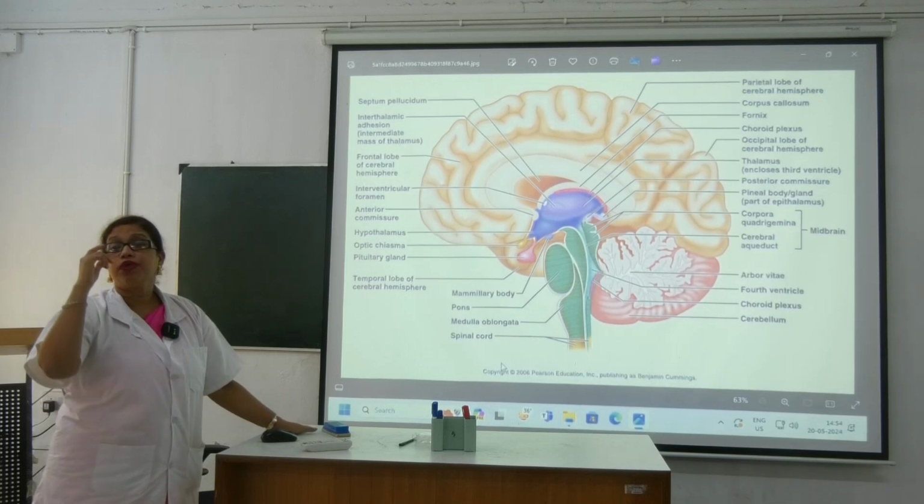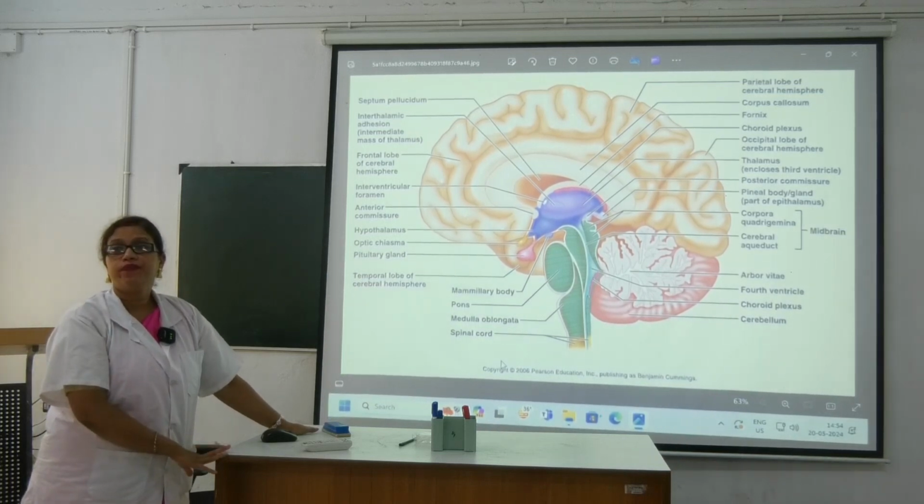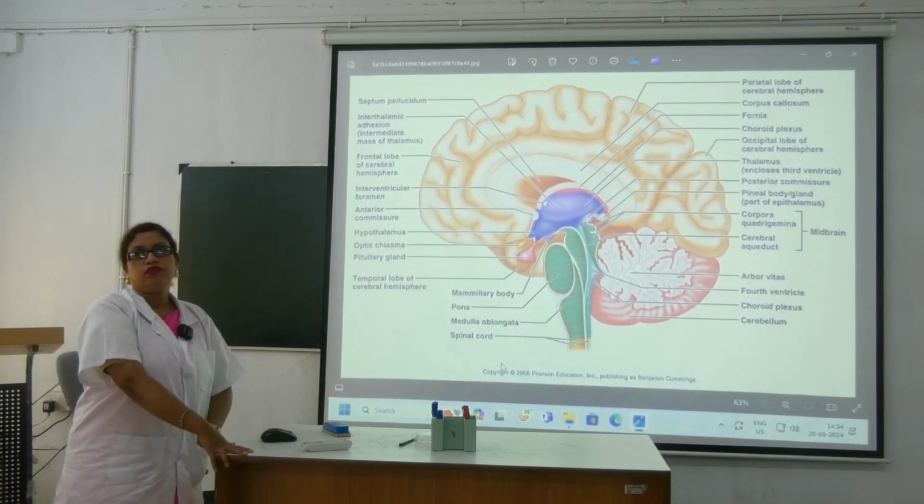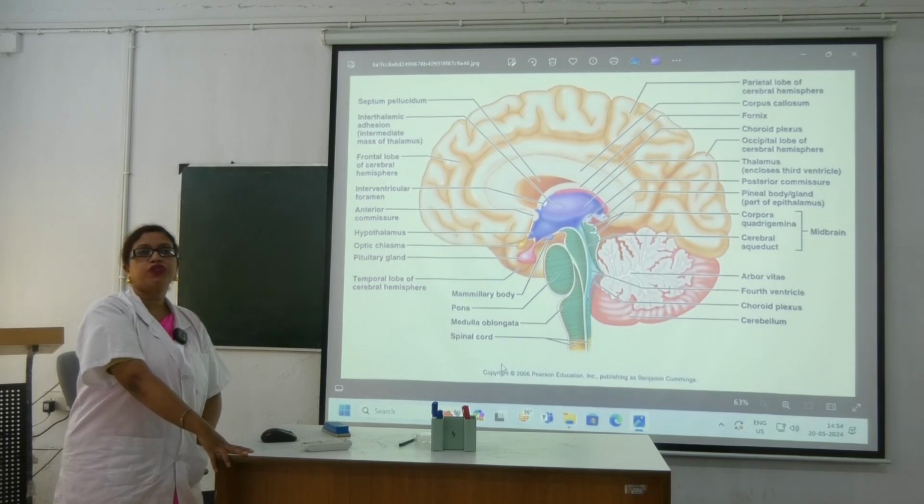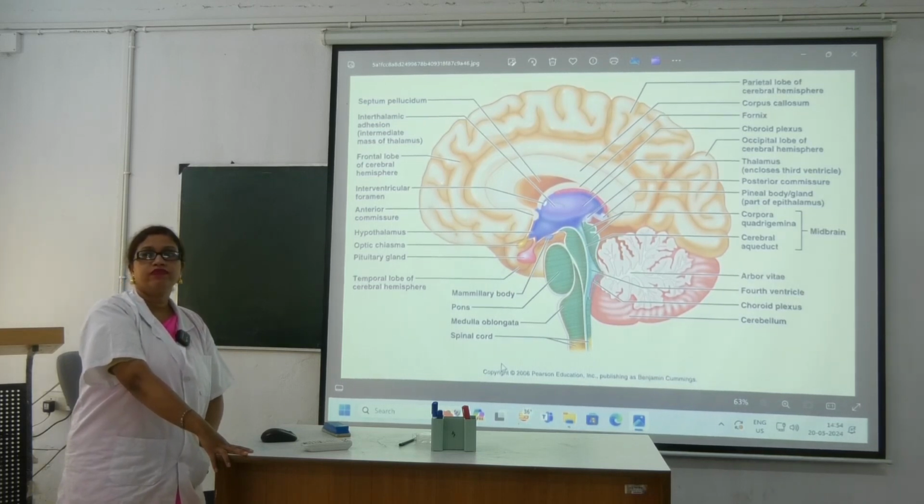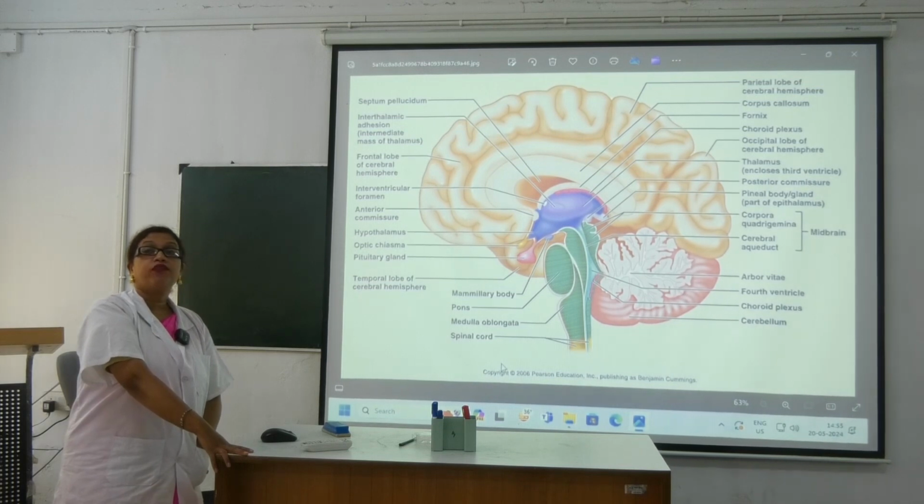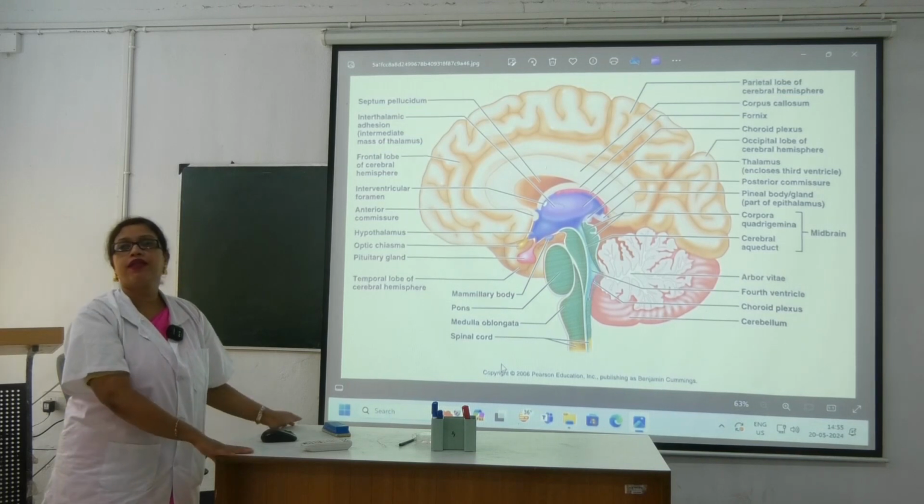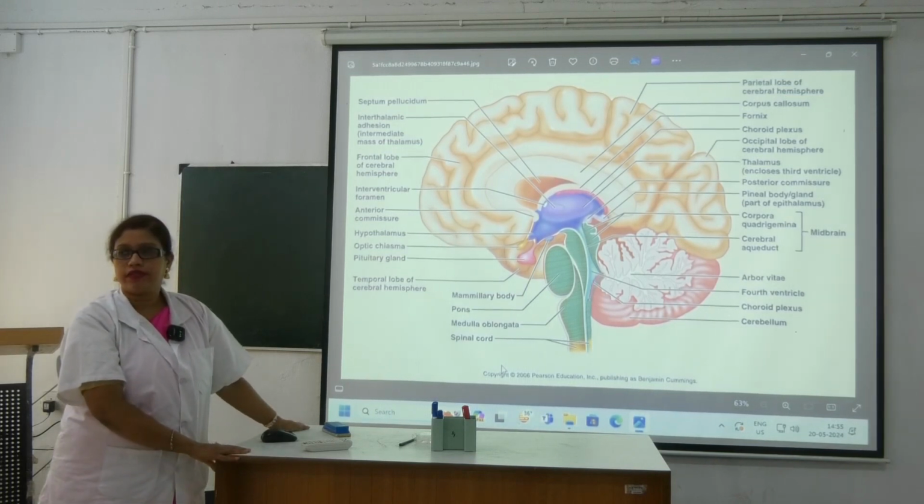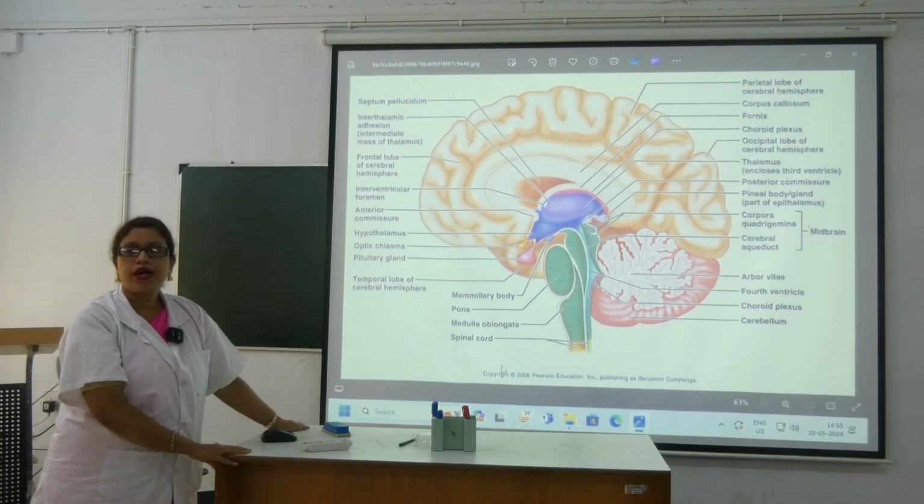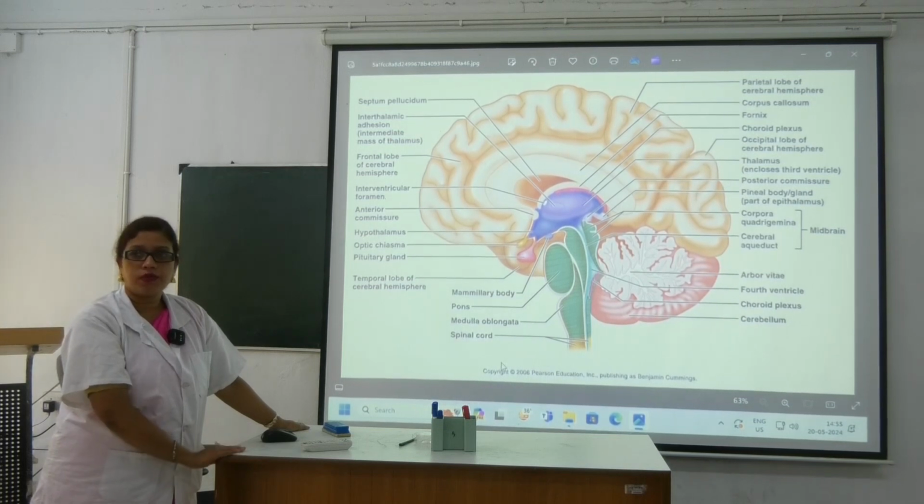What I am asking about the medulla, tell me the function of medulla. Which are the main functions of medulla? Involuntary movement. This is very much important. Involuntary movement, and another one is cardiorespiratory center. Important cardiorespiratory centers are present on the medulla oblongata.